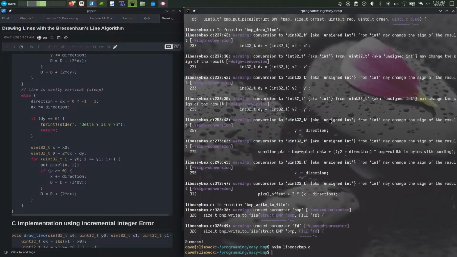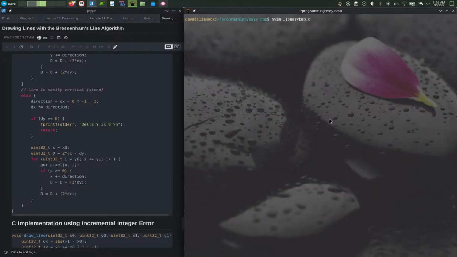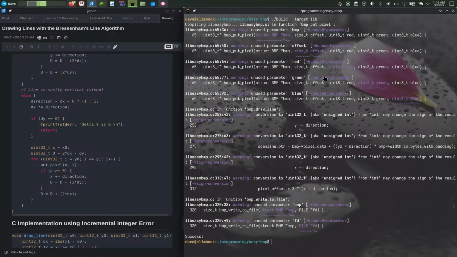But I think then it's going to tell me the same thing, where I'm potentially losing the value, potentially changing if it's too big. Oh, okay. I guess not. It stopped caring. Well, anyway. So apparently I'm doing a conversion from an unsigned integer to an integer with the sign of the result.